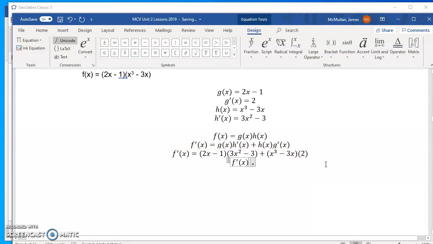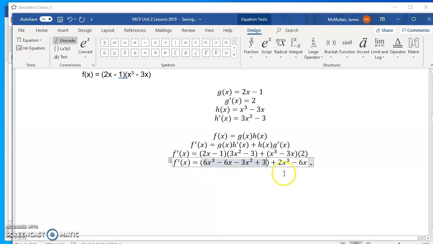All you do is you have to FOIL out the first bracket and then expand out the second bracket. So the second bracket's a 2x cubed minus 6x. The first bracket, when we FOIL it out, would be 6x cubed, then minus 6x, then minus 3x squared, and then plus 3.